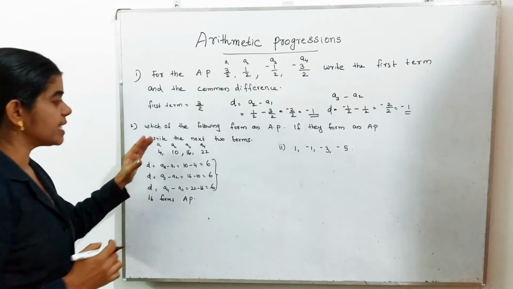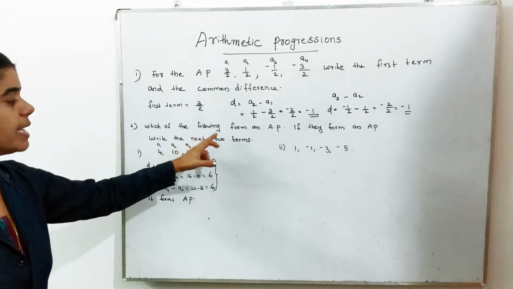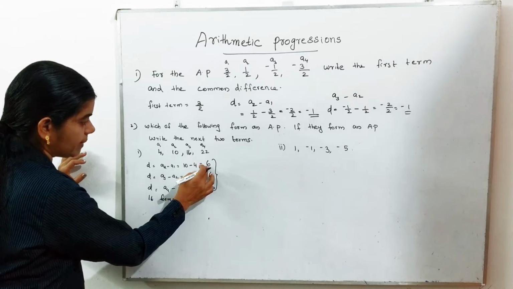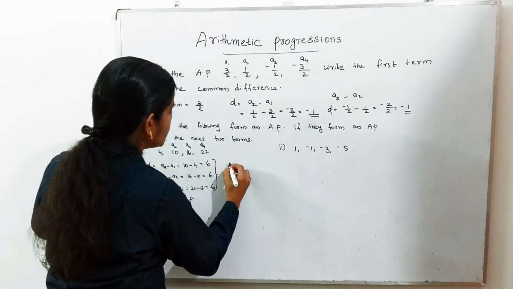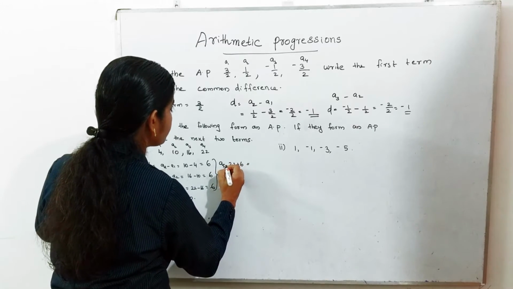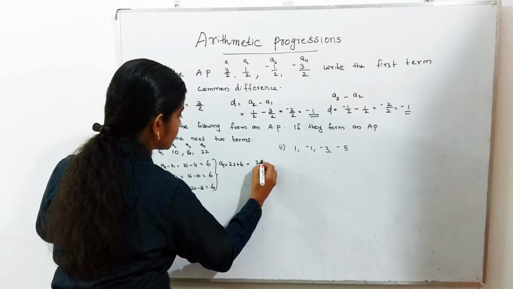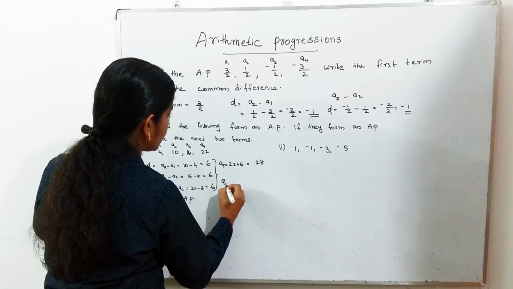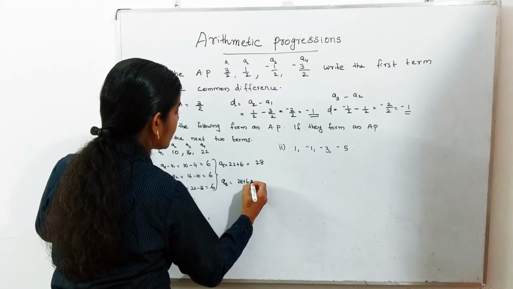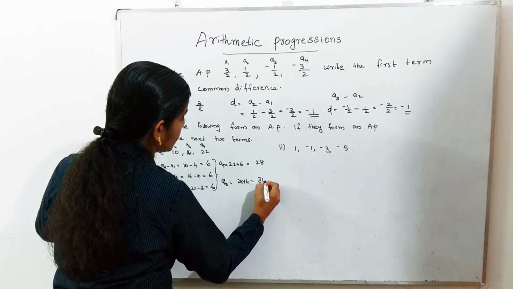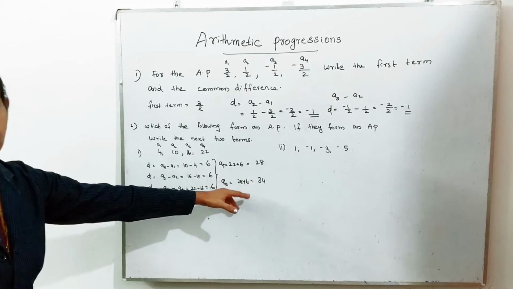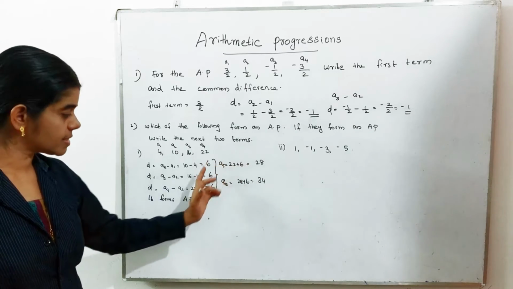Then, if it is an AP, write the next two terms. What is the value of D? Next we want to find 22 plus 6, that will be the next term. A5 is equal to 22 plus 6, that's equal to 28. A6 is equal to 28 plus 6, you are getting 34. Therefore, the next two terms are 28 and 34, because the common difference is 6.